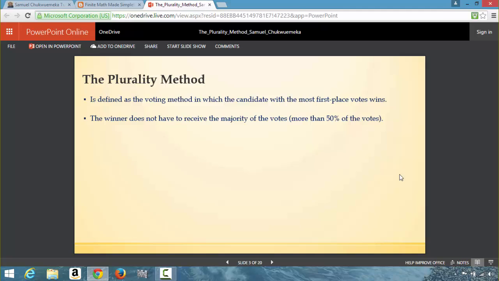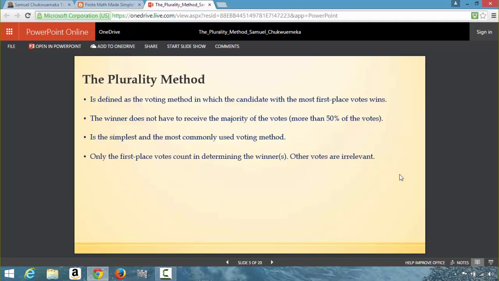Another thing is that, like we just said, the winner does not have to be the majority candidate, which means more than 50% of the votes. It is the simplest and the most commonly used voting method. Several states, cities and counties use it because it's the simplest voting method. Only the first place votes count in determining the winners.